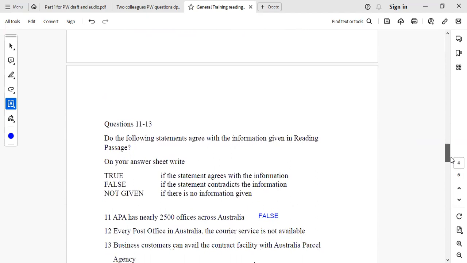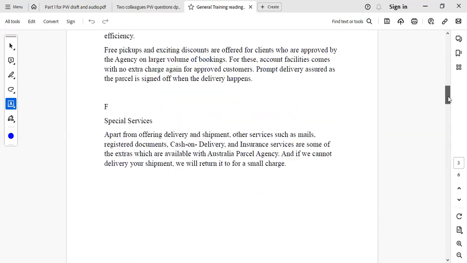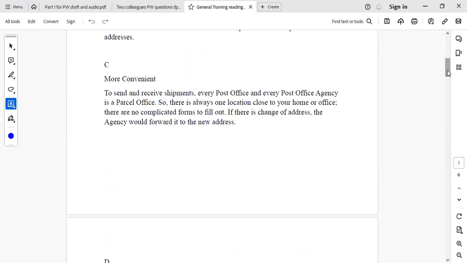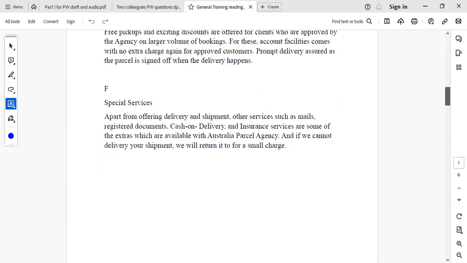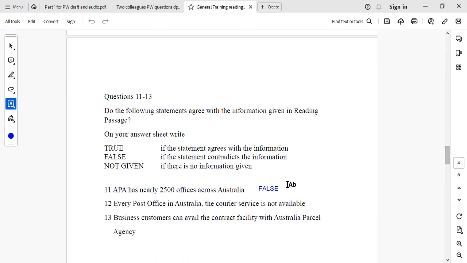It's number 12. See, every post office in Australia, the courier service is not available. It says not available, contradicting. It is available. To send and receive shipments, please do a detailed reading here. Every post office and every post office agency is a parcel office, not is not a parcel office. Again, it is contradicting. But all the remaining information is correct. Only this portion is contradicting, so you report it as false. Number 12, okay, now you got 12.